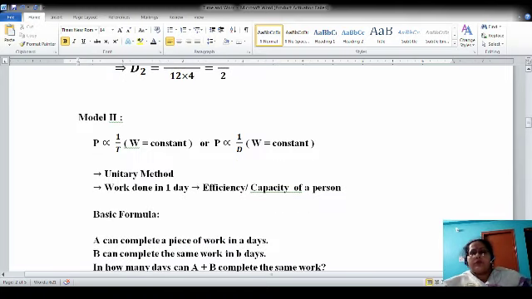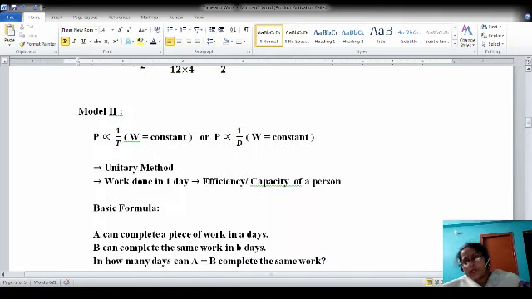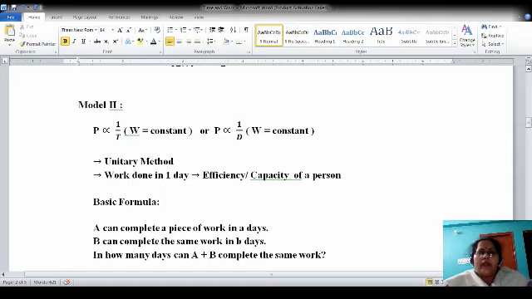Suppose I have a situation like this, that A can complete a piece of work in small a number of days, and the person B can complete the same work in small b number of days. Now it's a very common type of question in many problems that you have data like this and you will be asked in how many days can A plus B complete the same work. So A can complete in small a days and B can complete in small b days. How many days will be needed by A plus B?